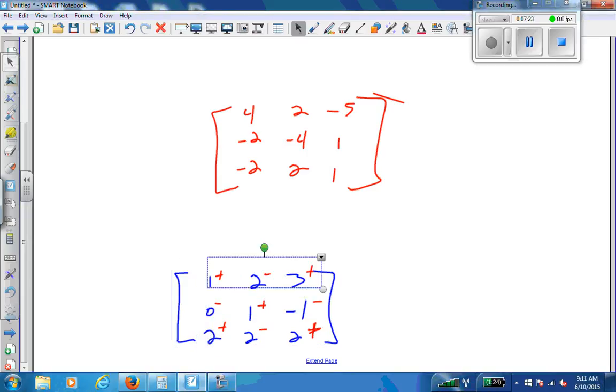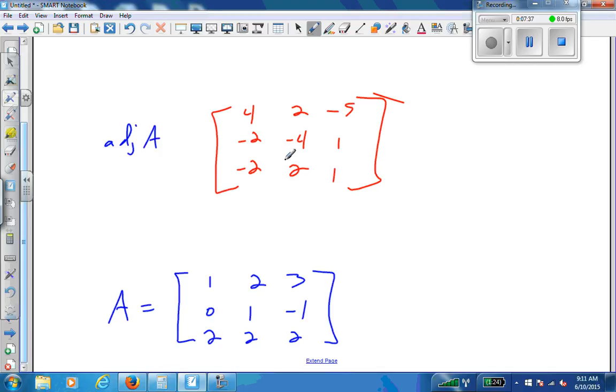Okay, so this was matrix A. Keep in mind this is the adjoint of A, which, remember, these are the cofactors from A, but they're transposed, so these are actually the cofactors for the first row. These are the cofactors for the second row. These are the cofactors for the third row.